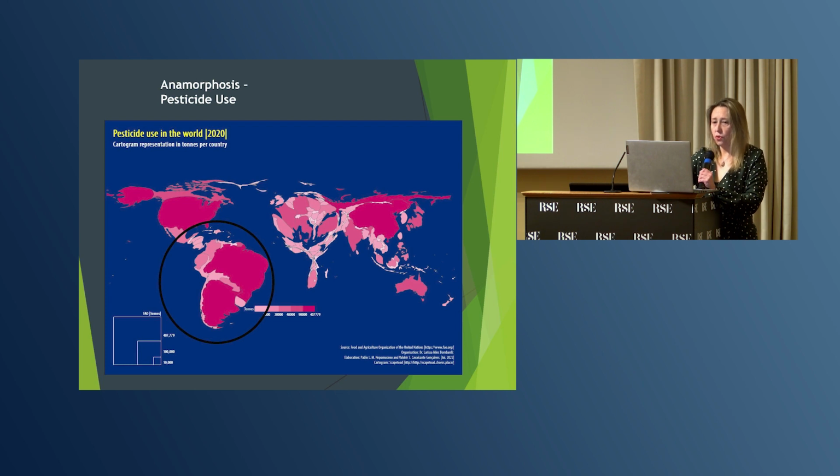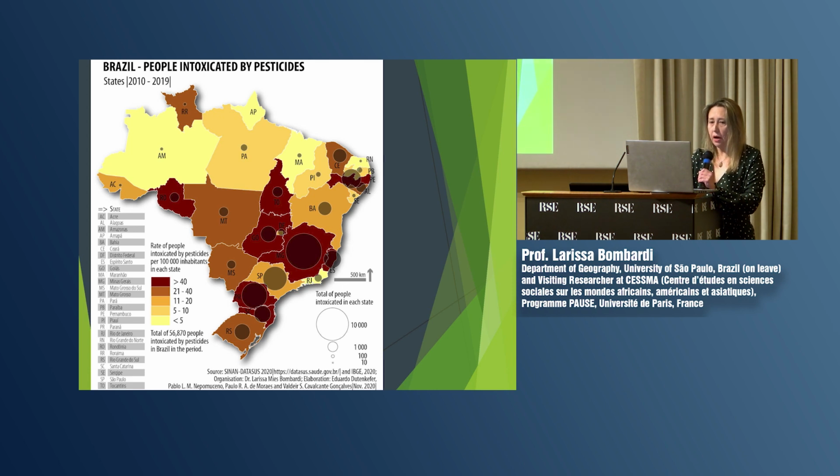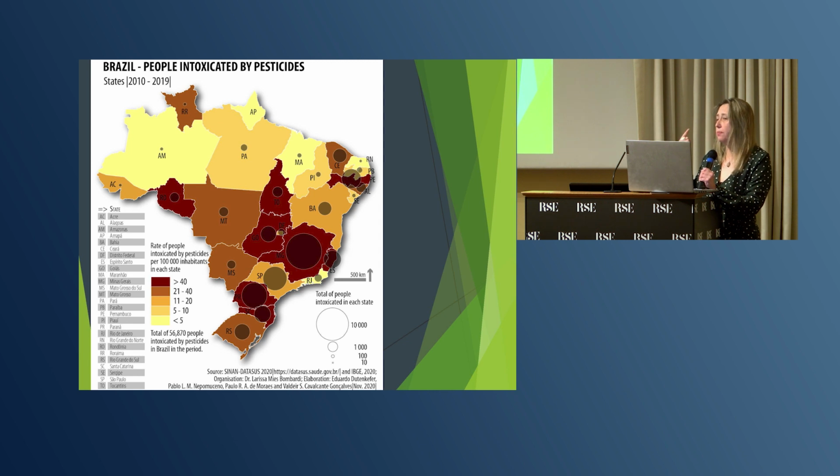And of course, it brings a severe impact. Here we have a map about people poisoned by pesticides in Brazil. As you can see, in Brazil in the last years, more than 50,000 people have been poisoned by pesticides. However, if we consider that for each case reported, we have 50 unreported, it means that probably we had more than 2 million people poisoned by pesticides in the country in the last year.